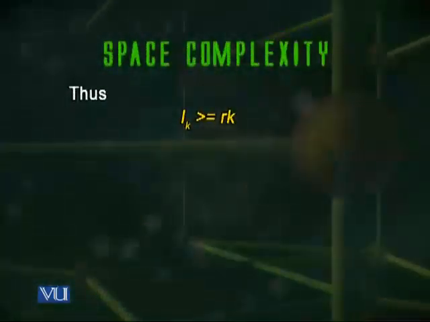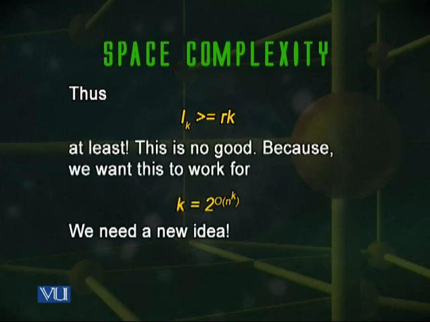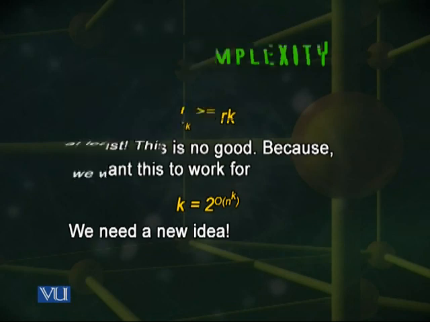If you solve this recursion, or if you lower bound this recursion, it's very easy to see that L of k is going to be greater than or equal to r times k. So L of k is going to be r times k at least. Now this is no good, because we want to use this yields formula for a very large value of k. In our case, k is going to be 2 to the order n to the k. So we need a new idea.